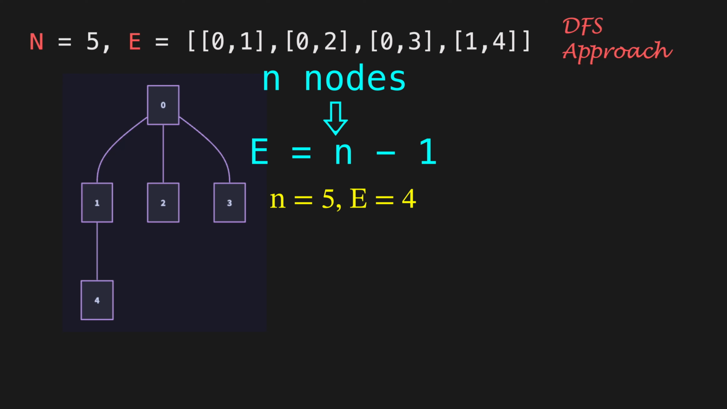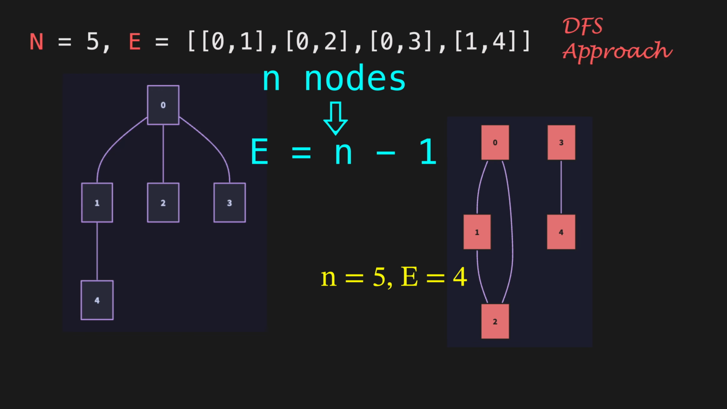In our example, n is 5 and we have 4 edges. Since 4 equals 5 minus 1, we pass this first test. But is that enough? Not quite. Consider this graph. Even if the edge count is perfect, the graph could still be broken. We could have a cycle in one part of the graph and an isolated node in another.